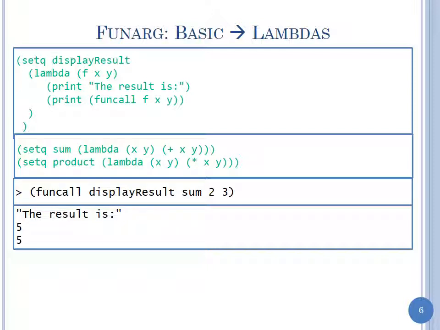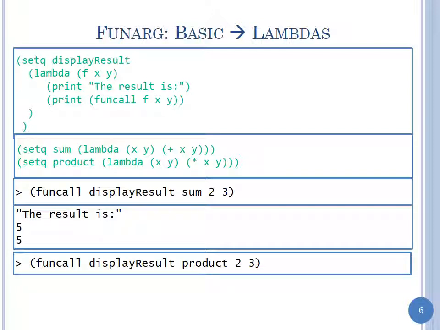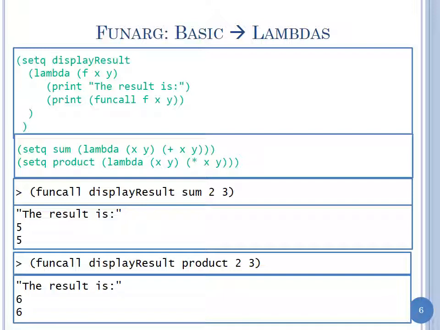So again, going back to assignment number 3, the first part is going to go through this. I'm just going to make you guys do steps like this. Funcall display result product 2, 3. The result is 6.